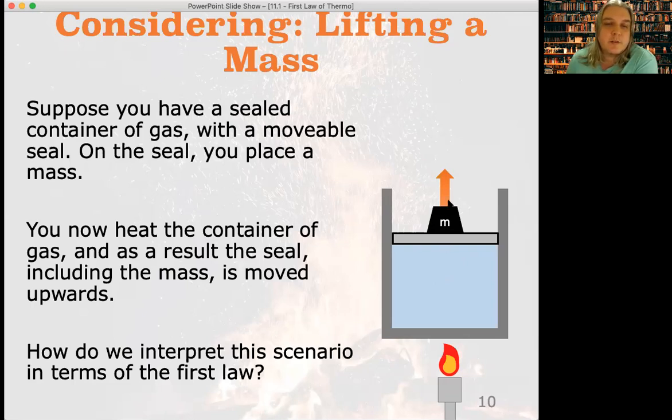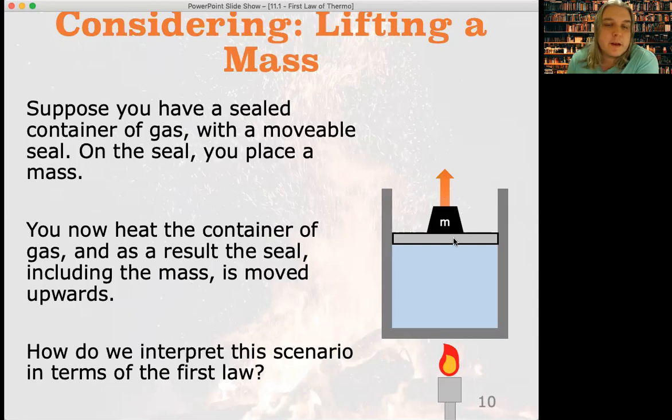As it moves upwards, the pressure of the gas has to stay the same. So in our ideal gas equation, PV equals nRT, pressure is constant, volume and temperature are changing, but n is constant as well. That means as the temperature increases, the volume is going to increase. The volume increase here is only through the upwards motion of this movable seal. So therefore the mass is going upwards.